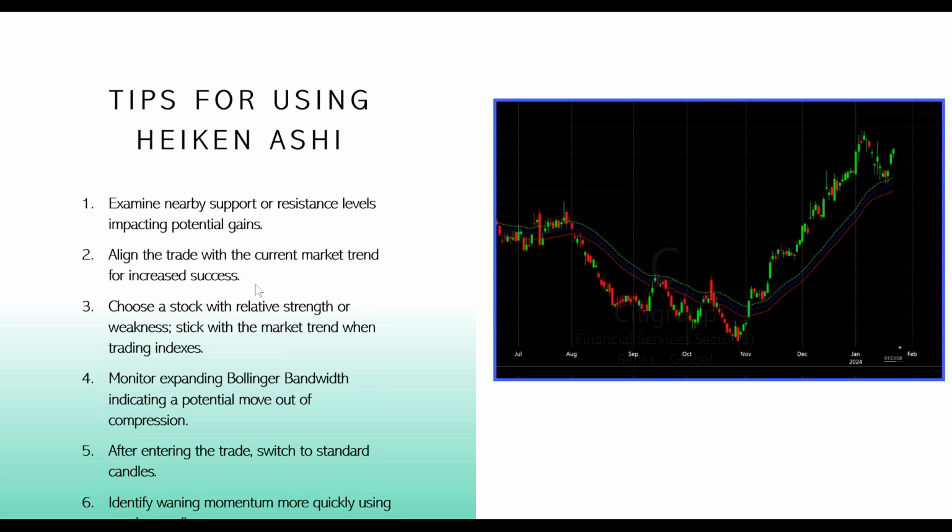Align the trade with the current market trend if you can. Again, choose a stock with relative strength or weakness. This is really important. I do monitor Bollinger Bands, but I won't go into too much detail on that. Basically, what we're looking for with Bollinger Bands, when they expand, is an indication of a breakout of compression. And after I enter the trade, I switch to standard candles, so that when I want to get out of the trade, once it reverses against me, I don't have to wait for 2 candles to get that confirmation. I can get out quickly and take profits. That's especially true if I'm in profits and I want to take them pretty quickly.